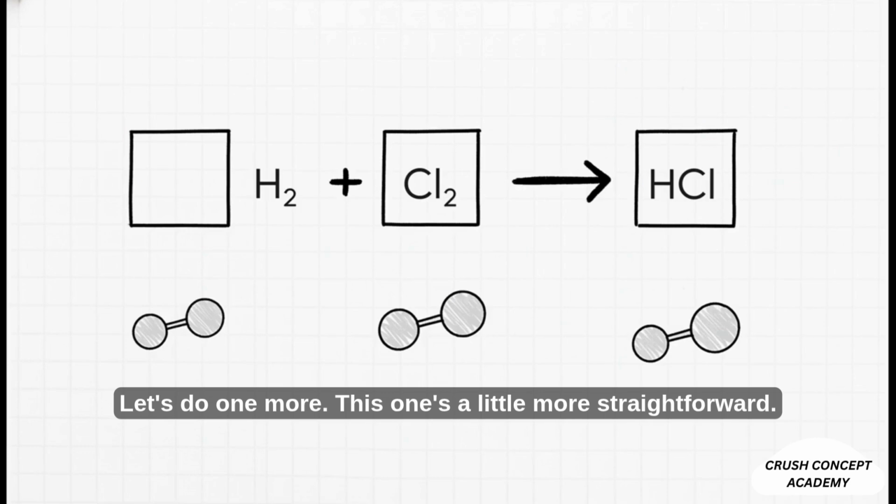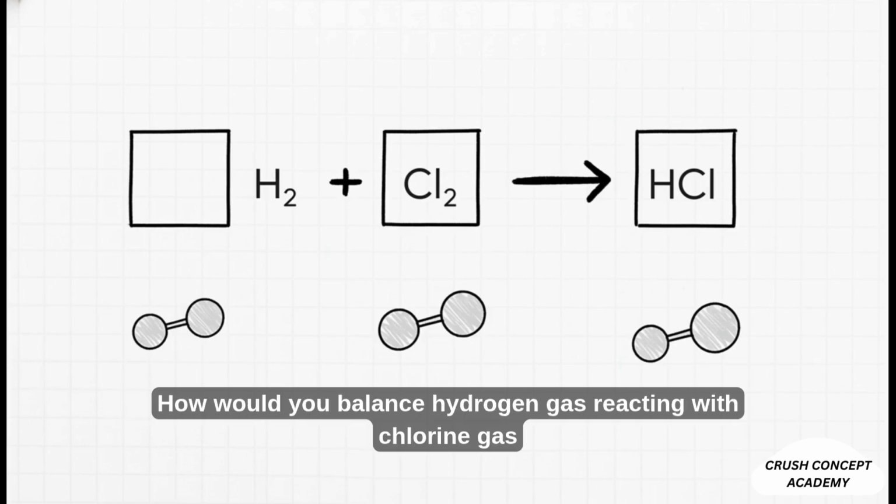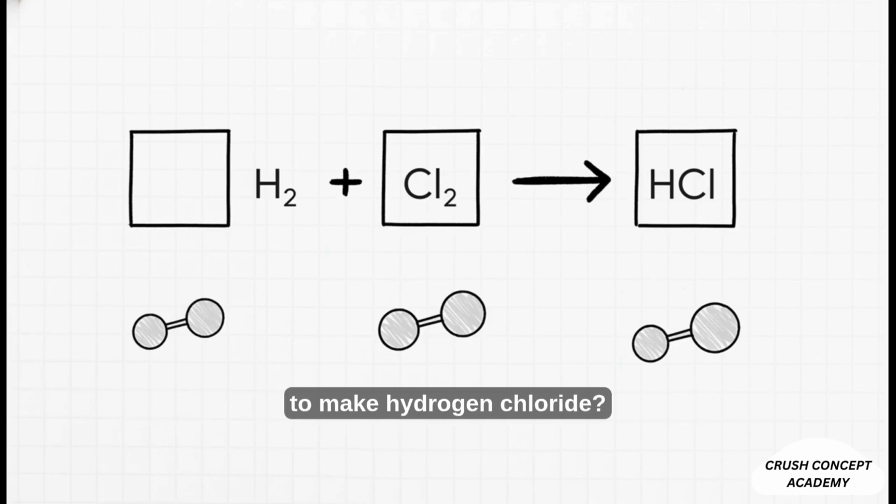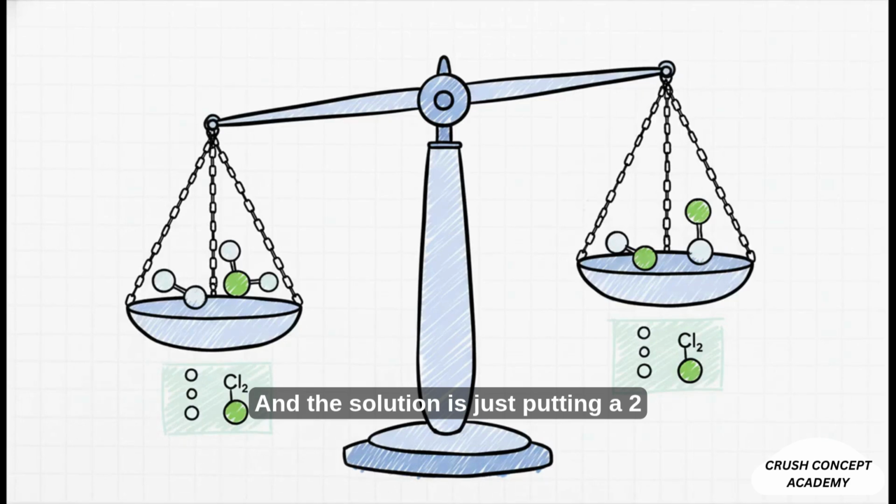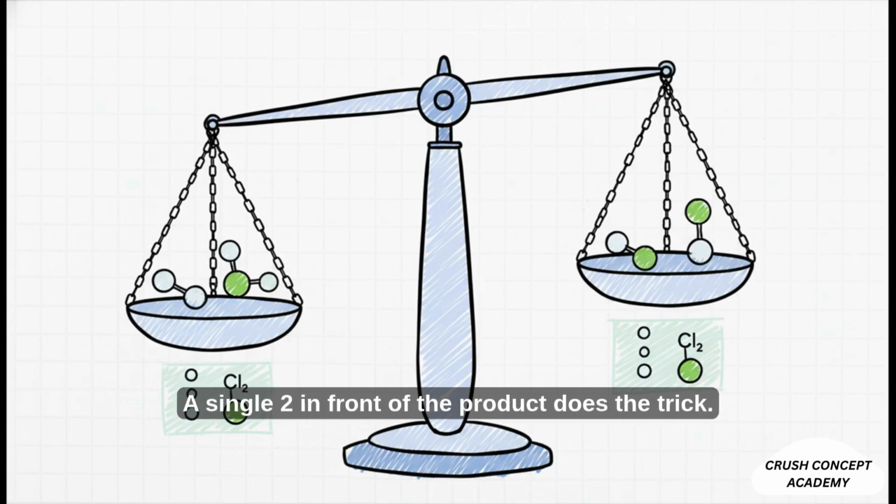This one's a little more straightforward. How would you balance hydrogen gas reacting with chlorine gas to make hydrogen chloride? And the solution is just putting a 2 in front of the HCl. See? We start with H2 and Cl2 on the left, so we need 2 of everything on the right. A single 2 in front of the product does the trick.